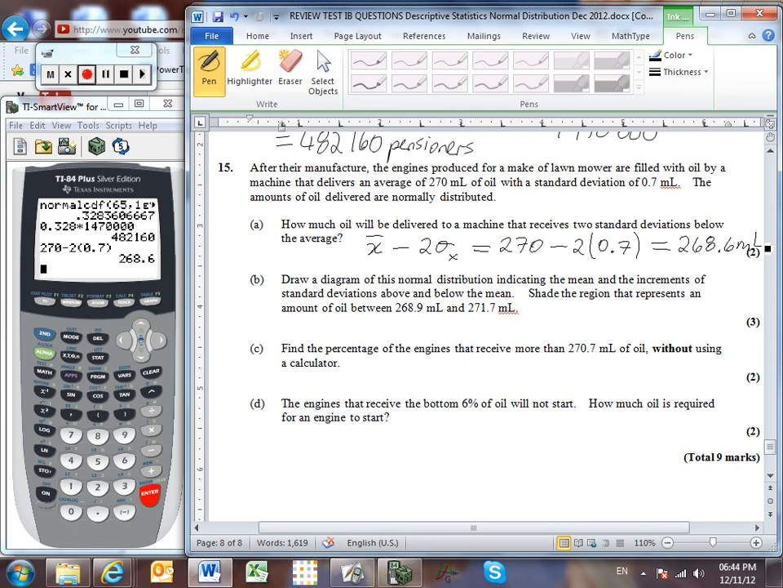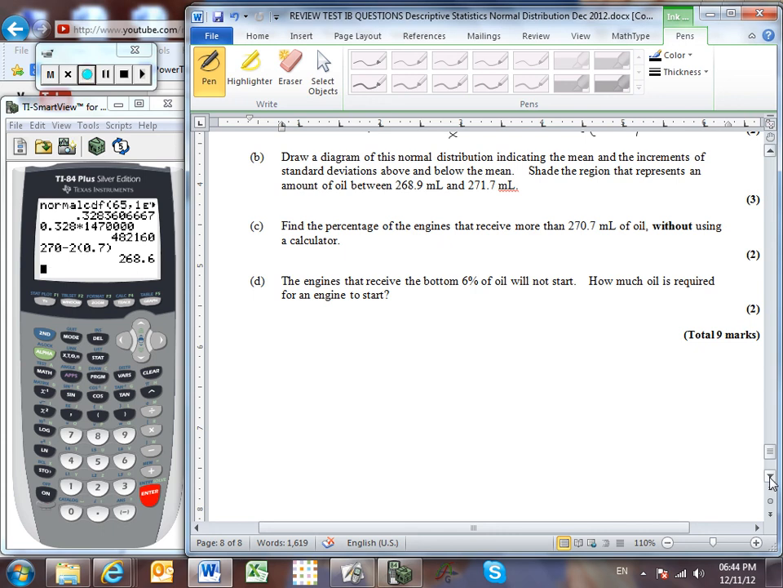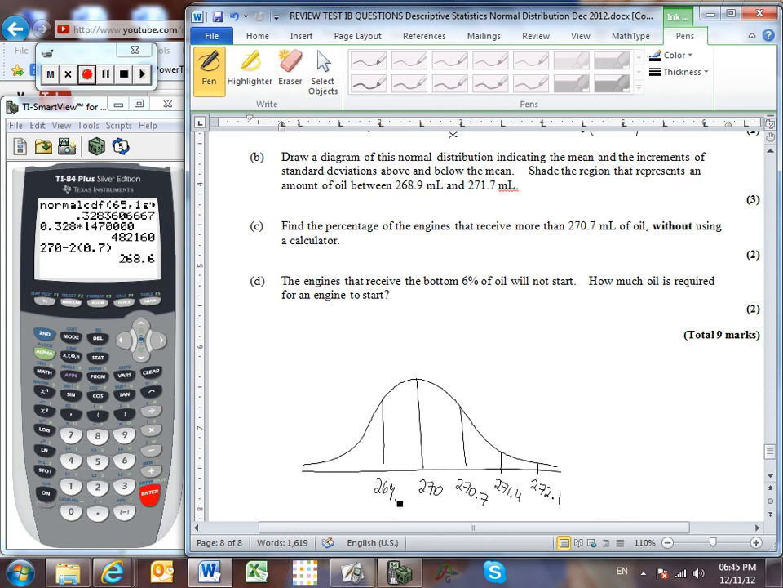Now we need to draw a diagram of this normal distribution, which indicates the mean and the increments of standard deviations above and below the mean. Alright, so here's our normal curve. We know that our mean was at 270, and then our standard deviation is going up by a distance of 0.7. So that's going to be 270.7, 271.4, 272.1, and if we go by 0.7s in the other direction, we'll have 269.3, 268.6, and 267.9.